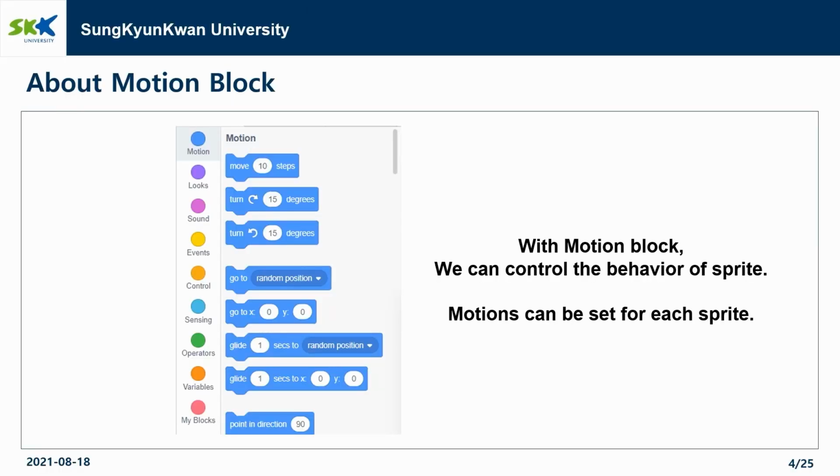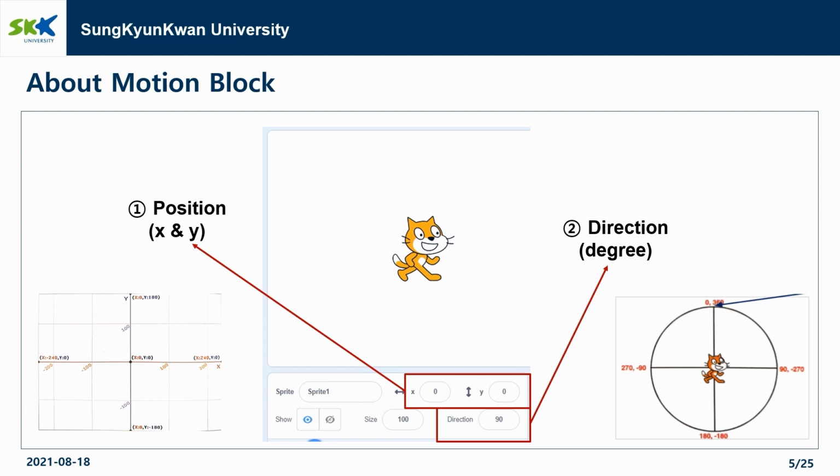Let's learn motion blocks first. Motion blocks are blue color. With motion block, we can control the behavior of sprite. Motions can be set for each sprite. In the last lecture, we learned what sprite is. Sprite is a specific object used for Scratch that can perform programmed operations.